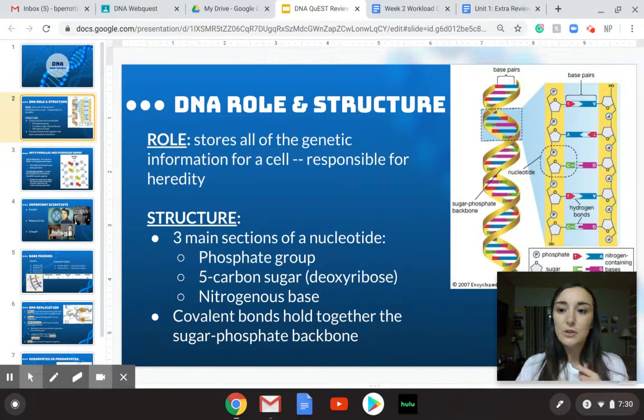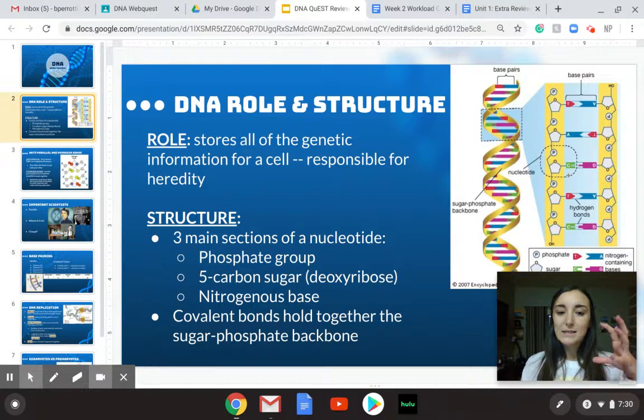So there's a phosphate group, which is this little P right here that you can see on this diagram. There's a 5-carbon sugar called deoxyribose. That's this bigger thing. It has an O with this pentagon looking shape right here. That's your 5-carbon sugar there. And then the last part is the nitrogenous base. So here it's this C right here. And those three parts make up a nucleotide.